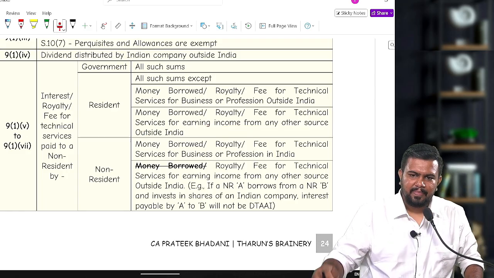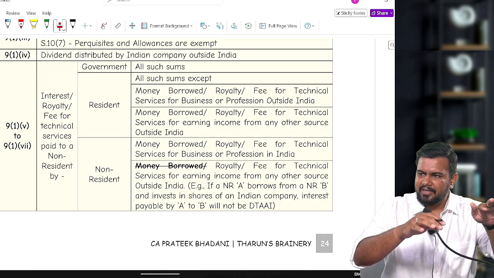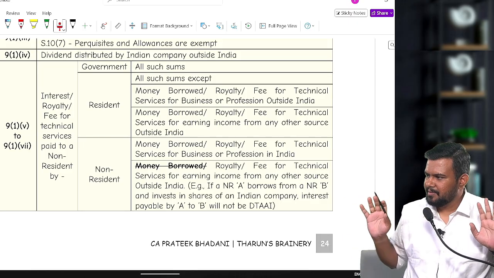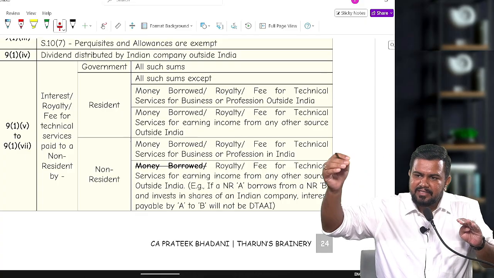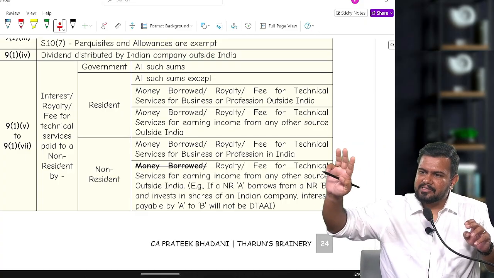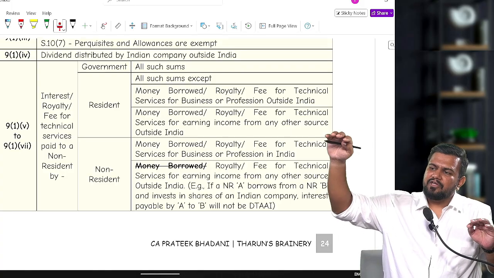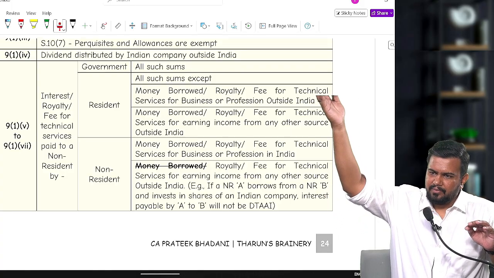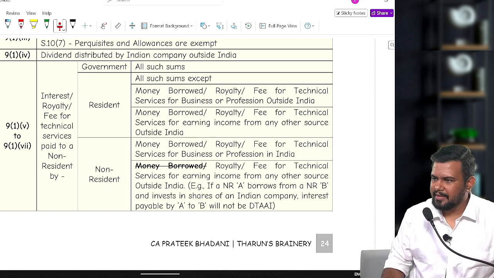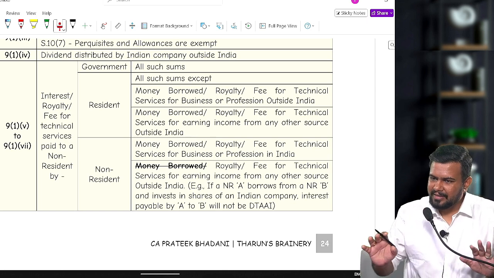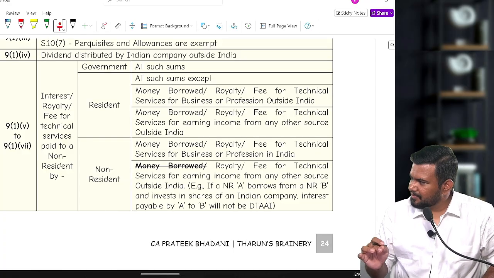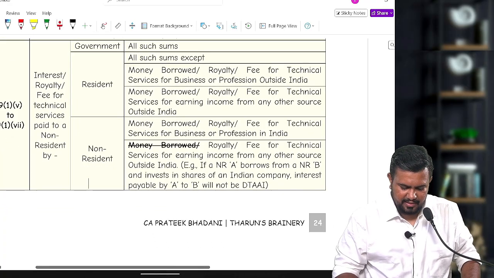So if a resident is paying a non-resident, then in the hands of the non-resident, it is generally taxable. But if that resident is using the money borrowed, royalty, or fee for technical service for doing business, profession, or any other income outside India, they are using it outside India. In such case, the non-resident need not pay any tax, because it is not deemed to accrue or arise in India. You are getting my point? Okay, clear?